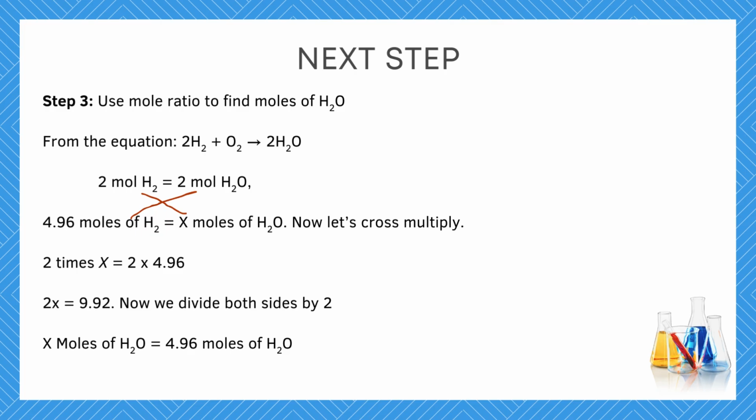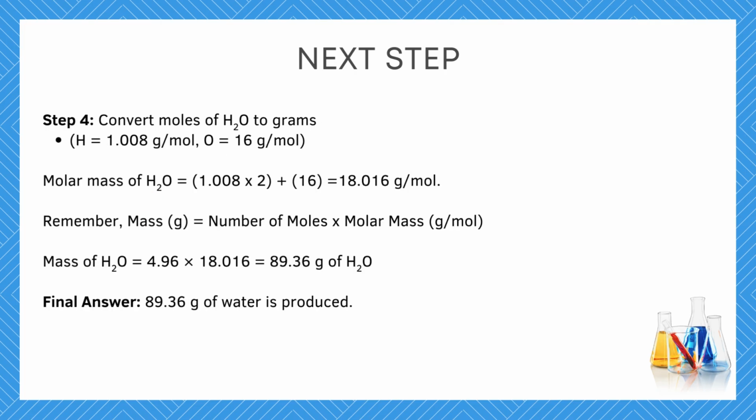But the question says, what is the mass? Not what is the number of moles. So therefore, we need to convert number of moles to grams. Now, remember the formula to get mass is number of moles multiplied by molar mass. So now, let's find the molar mass of H2O, which is water. H2O gives us two atoms of hydrogen and one atom of oxygen. So in this case, H2 will be 1.008 times 2 plus one atom of oxygen, which is 16. That gives us 18.016 grams per mole.